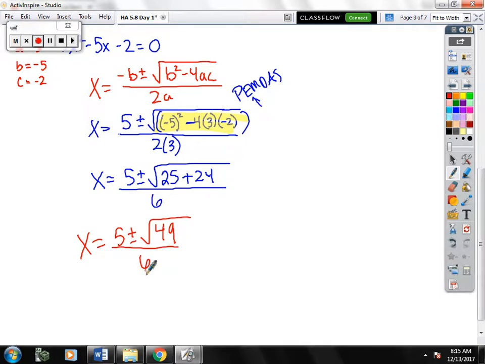I'm at 49. Now this one is a perfect square, so we'll actually take the square root of 49, which is 7. If it were not a perfect square, we would reduce the radical if necessary. So now I have 5 plus or minus 7 over 6.